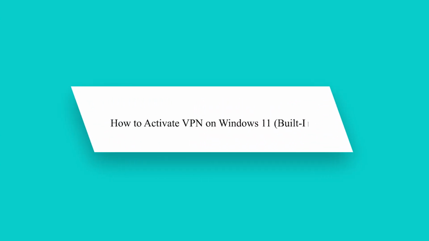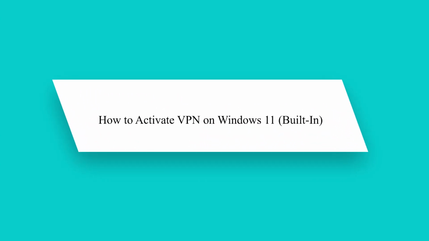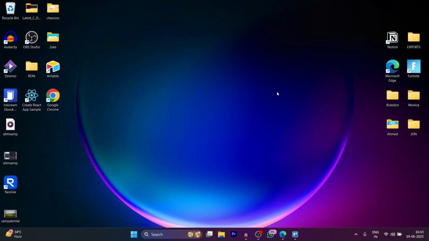Hey guys, Windows 11 includes a built-in VPN client that lets you connect securely to a private network without installing extra software. Setting and activating the VPN manually is easy once you have your VPN provider's details ready. Here's how to activate the Windows 11 built-in VPN step by step.